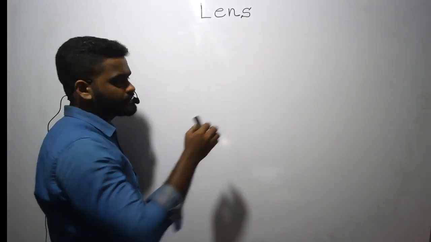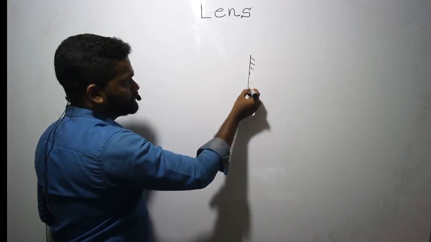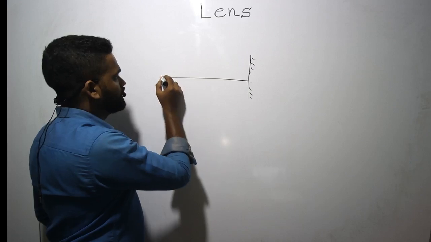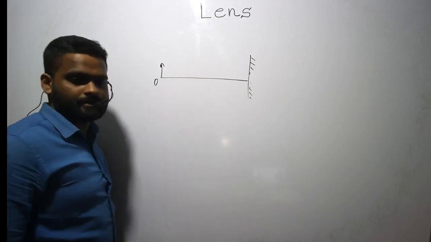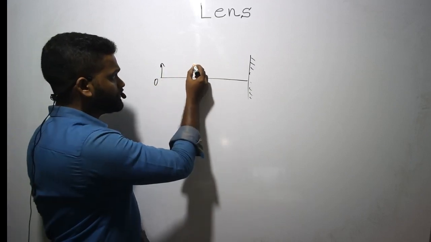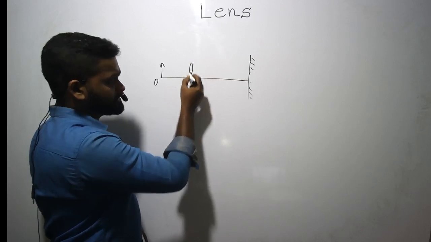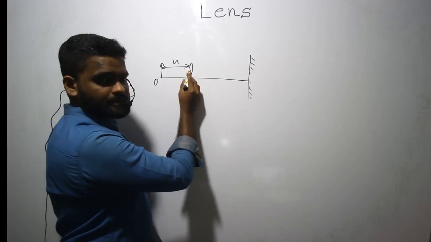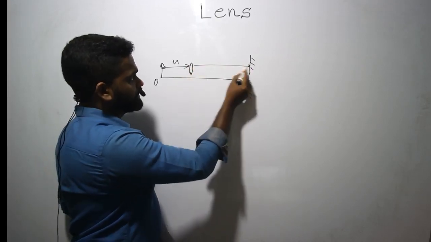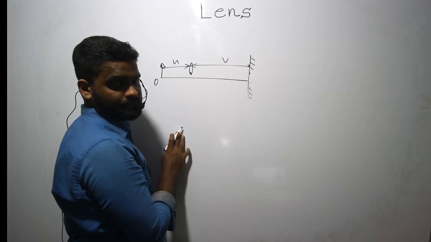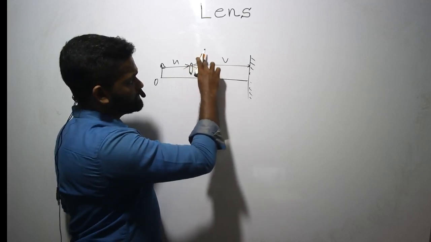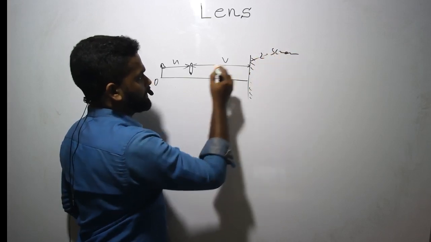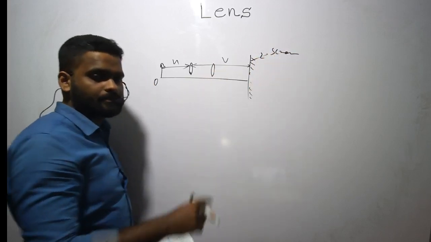So what you do is you will have a screen like this, and you have the object. Let's say the lens is here, right? Then the object distance, let's say U, and this is the image distance V. So as you are moving the lens to this side, this is the screen, right? There's another position of the lens.